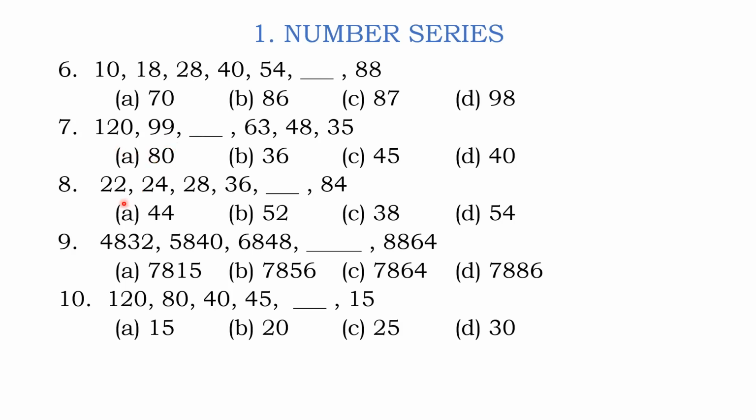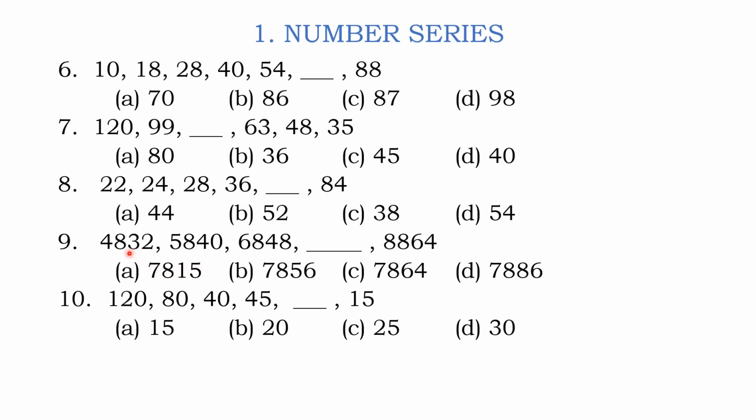And the next problem: 22, 24, 28, 36, blank and 84. So here we have the differences as 2, 4, 8. So the difference is getting doubled. So the next difference should be 16. So 36 plus 16 is 52, 52 plus 32 is 84.